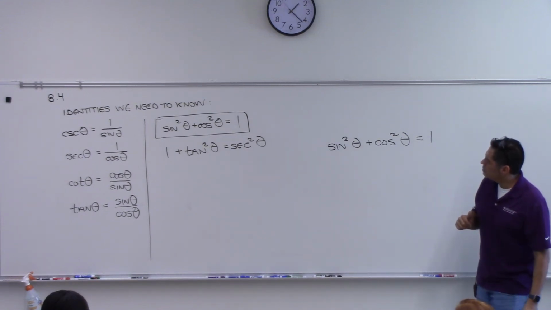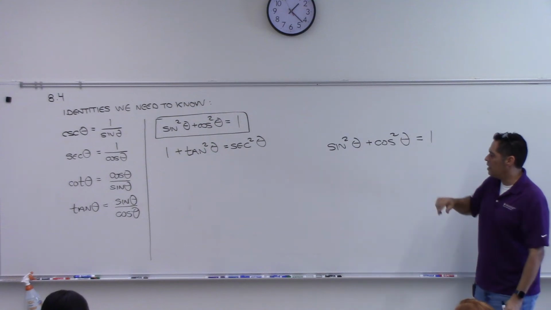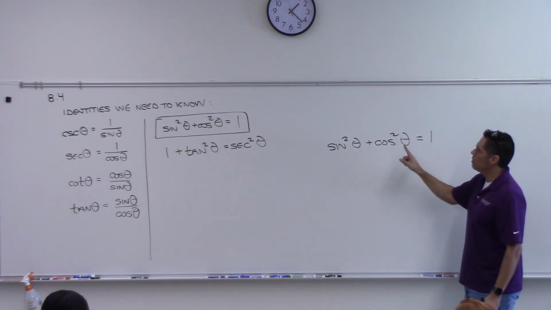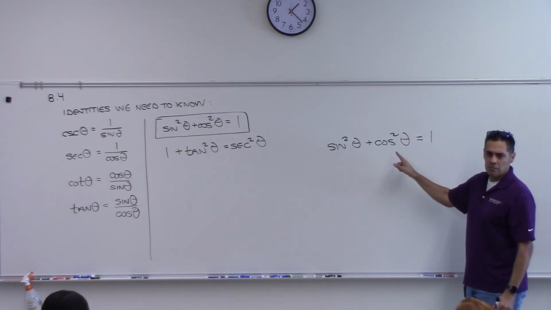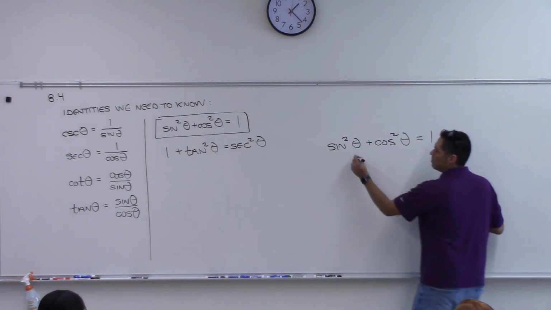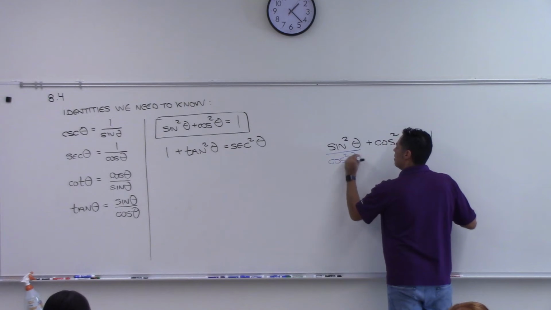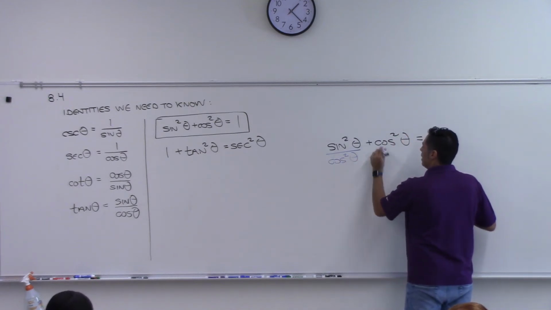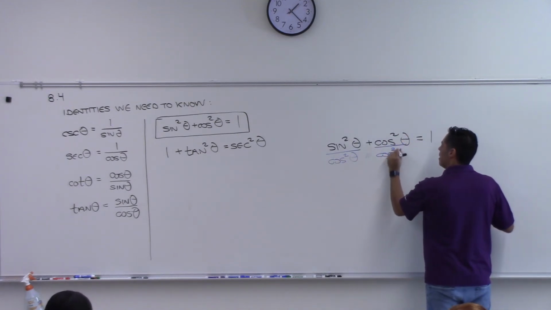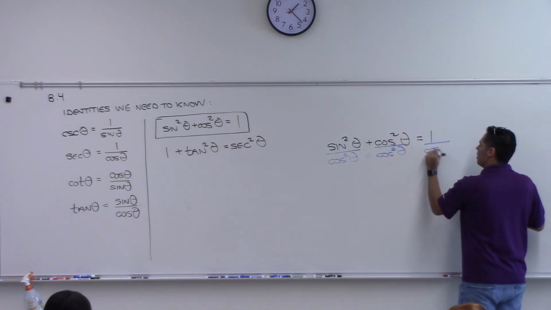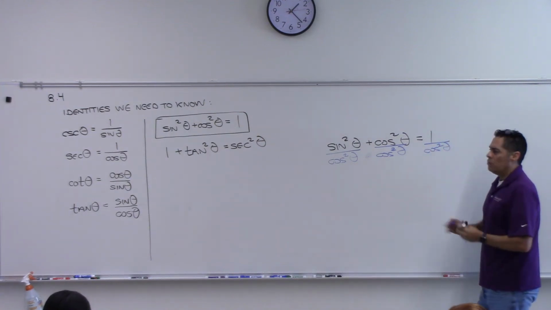Hold on. Sorry, I'm doing the wrong identity. Divide this by cosine squared. So divide everything by cosine squared. What would happen? Let's see, cosine squared theta plus, dividing, divide it by cosine squared theta. Divide that by cosine squared theta. What is this?